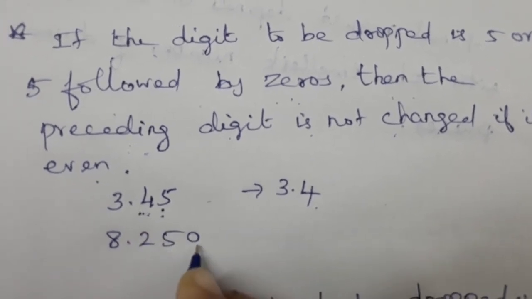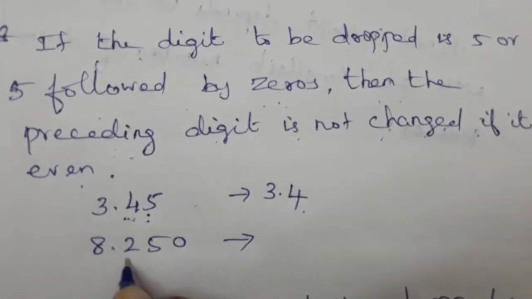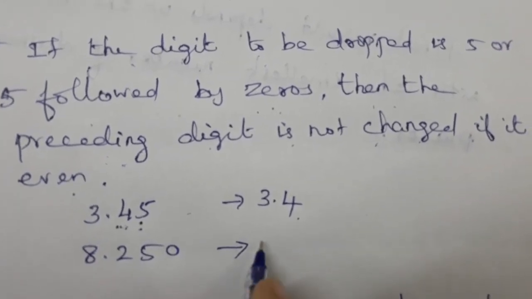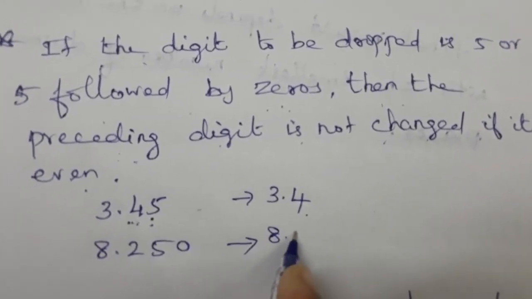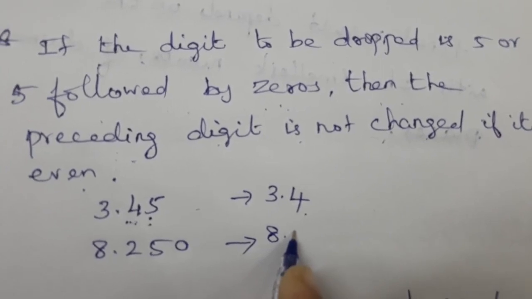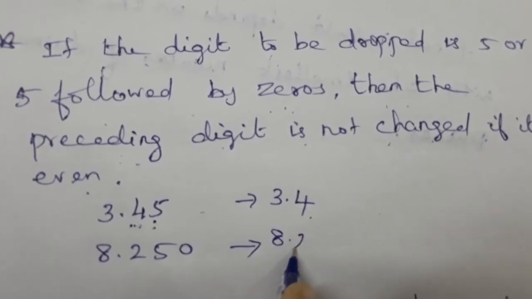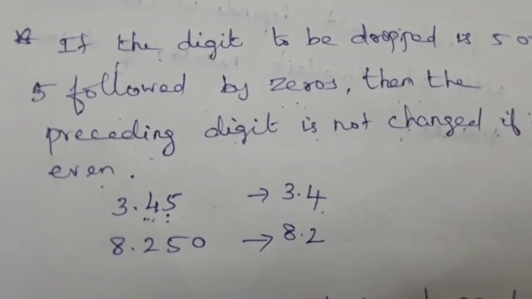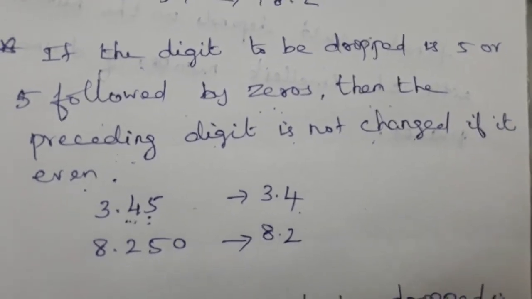8.250. 5 followed by zeros. If it is even, it should not be changed to 1. So we can write 8.2. The next rule.